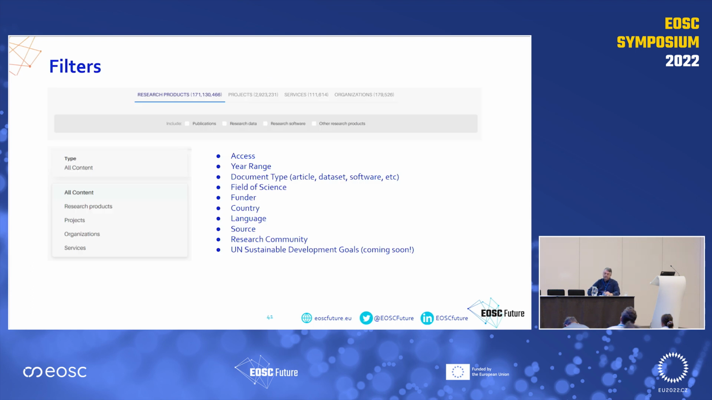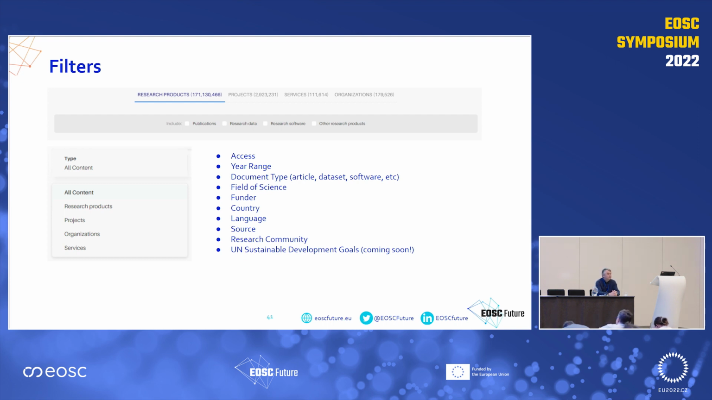Other features of EOSC Explore are the filters. Again, you can search the research products, the projects, the services, the organizations, and so on. And also you can include or exclude, or do a more advanced search with the publications, research data, research software, and other research products.